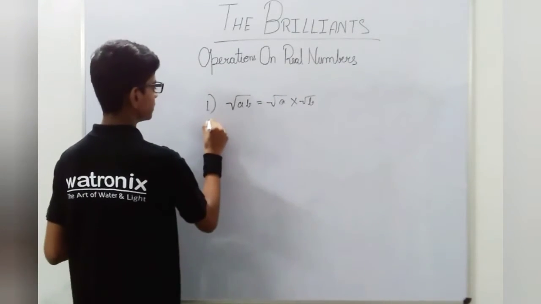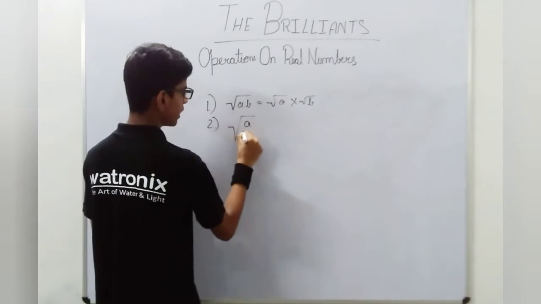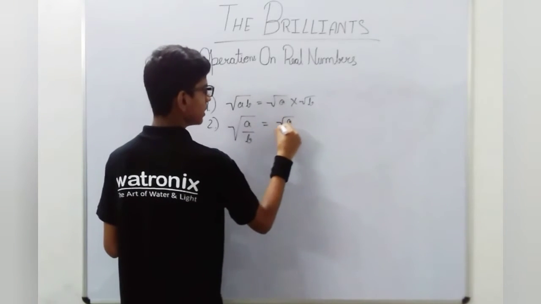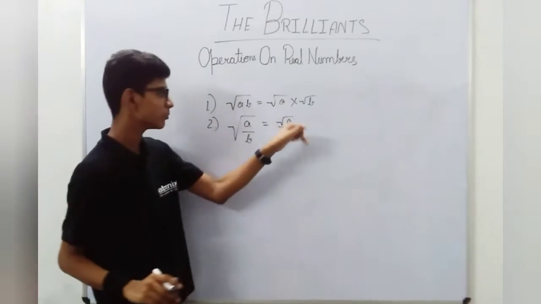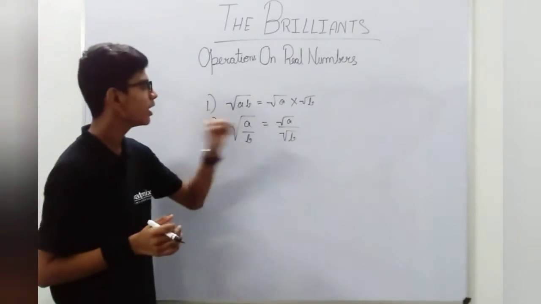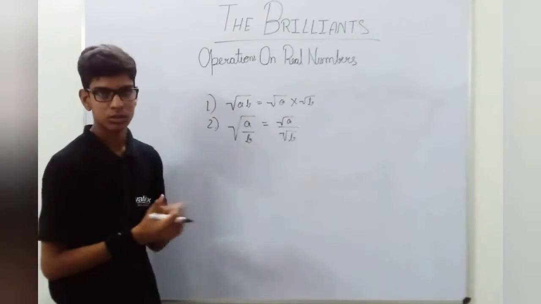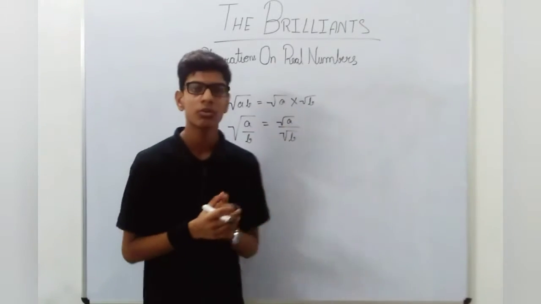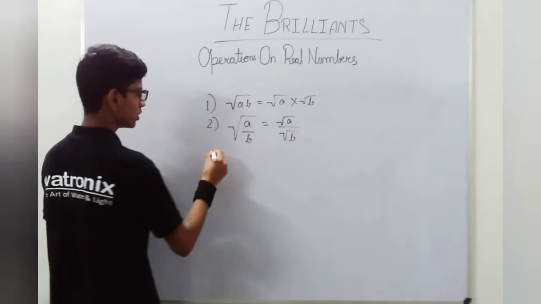And same as in the second, under root a upon b means under root a divided by under root b, which means if we have to divide two numbers which are in root, we will take root common and we will divide a by b. Understand? Easy.